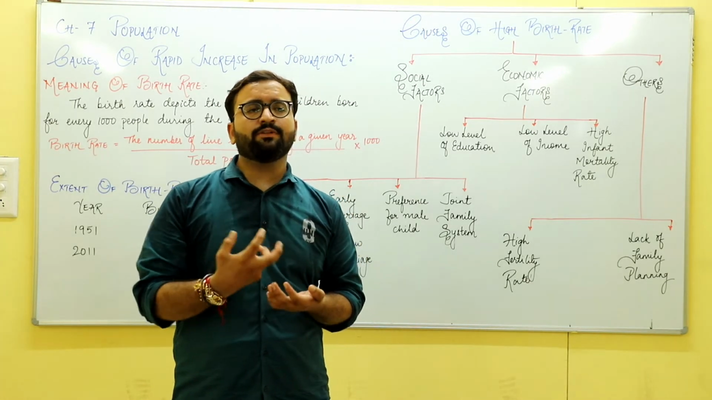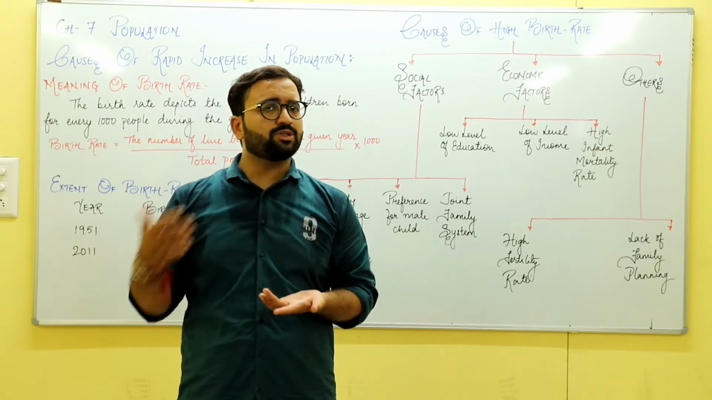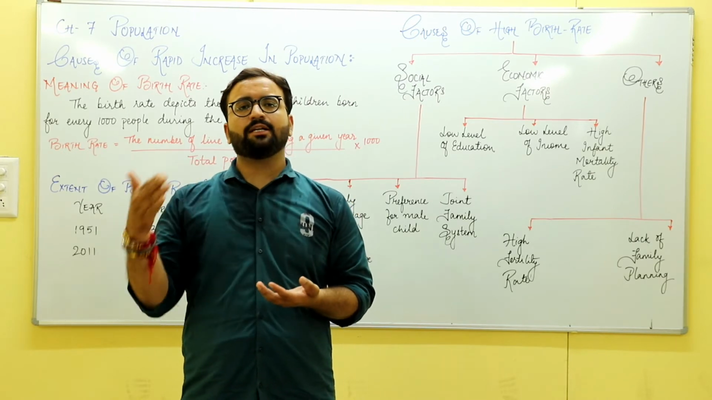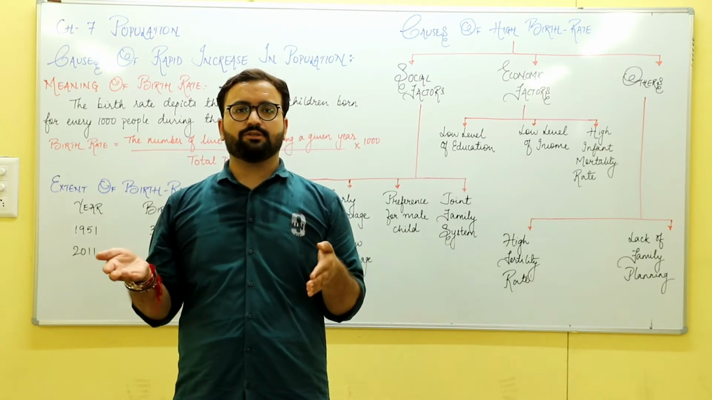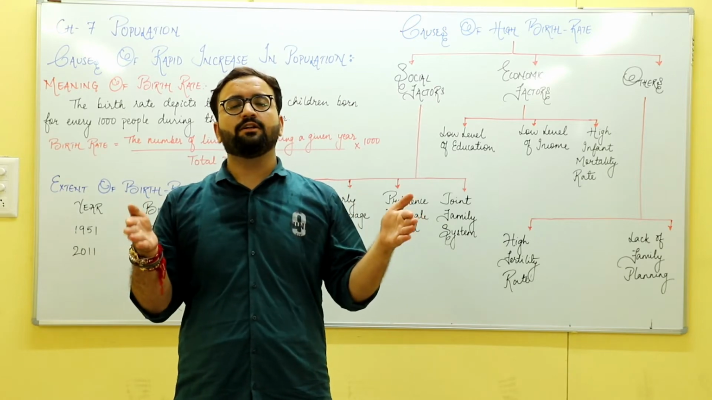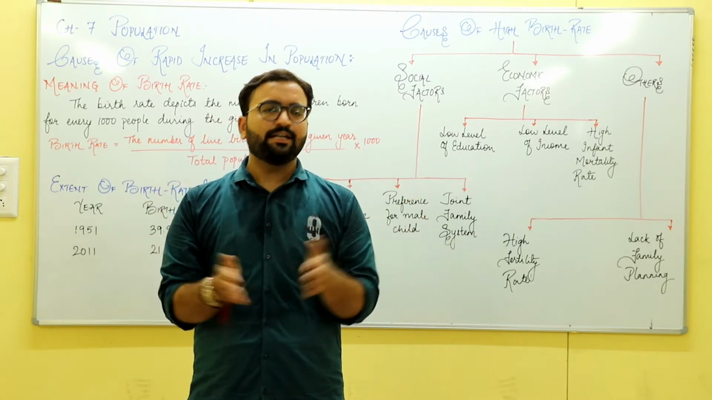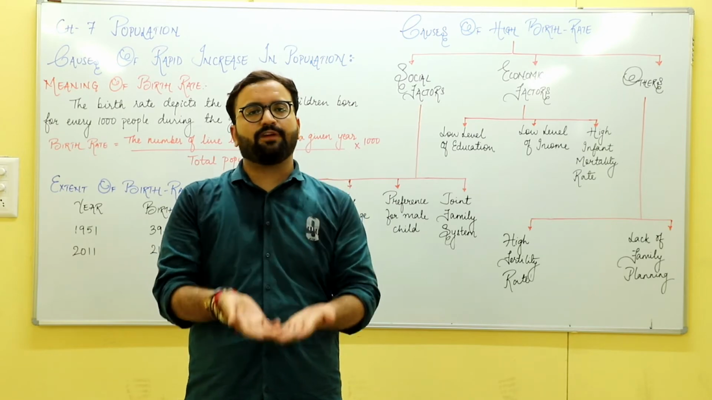Now what is the meaning of fertility rate? Fertility rate means she is capable of giving birth to a child. Any female is capable of giving birth to a child from 14 years to 45 years. So if she is getting married earlier, she has a higher fertility rate. And if she has a higher fertility rate, as you all know, the number of her children will increase in that family.